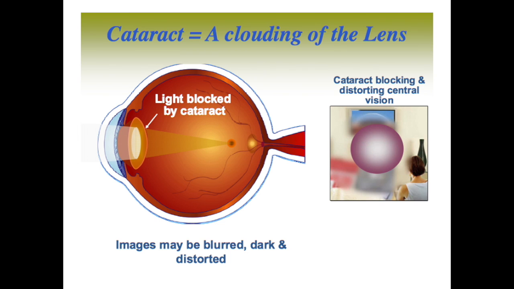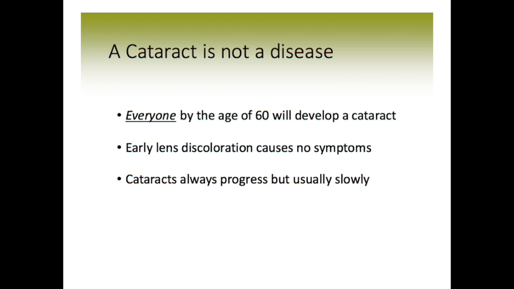A cataract is not a disease. Why do I say that? Because everyone by the age of 60, and most people by their mid-50s, has some discoloration to the lens, which would be a cataract. However, with early lens discoloration, there are no symptoms, and everybody gets it. And so, really, it's not a disease. It's sort of like getting gray hair. You know, everybody gets it. Early on, it starts very slightly, and it very gradually increases over the years. But the cataract does always progress.